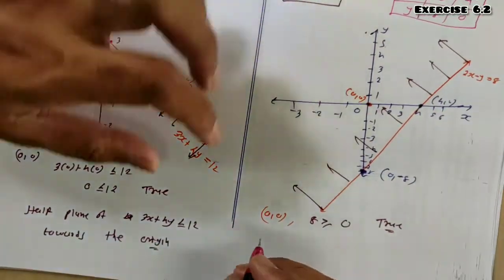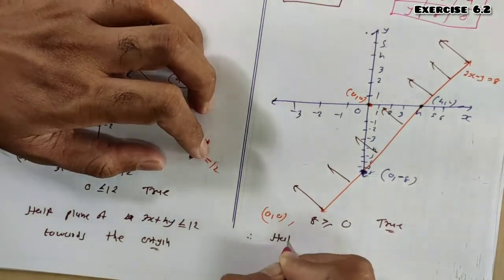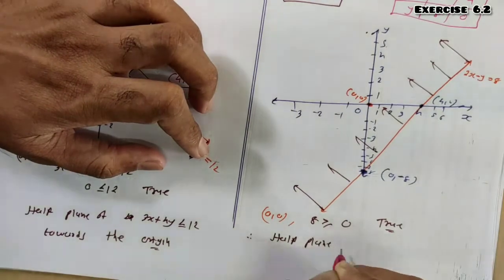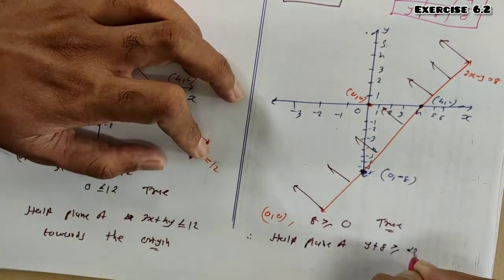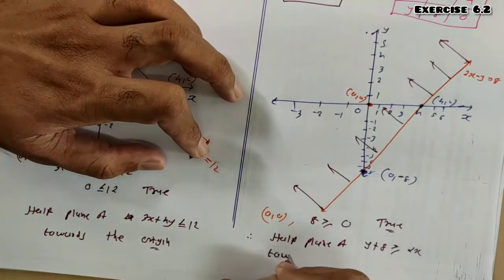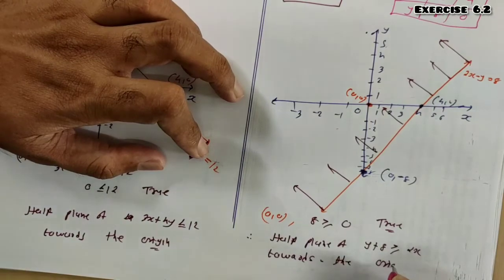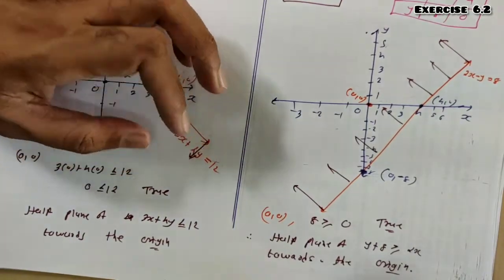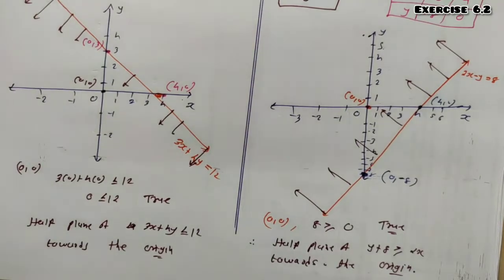Clear? So here you have to write the statement: half plane of y plus 8 greater than or equal to 2x towards the origin is the solution of the given linear inequality. Clear?